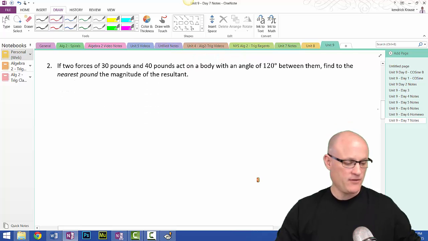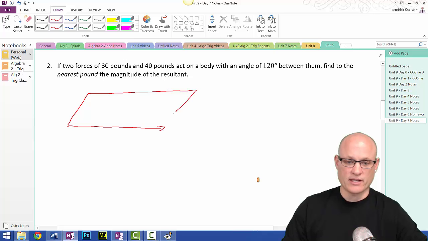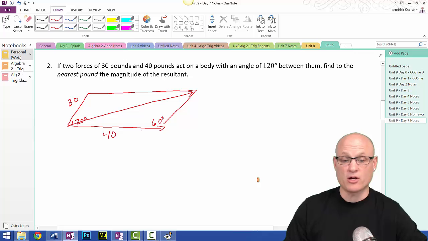All right. If two forces of 30 pounds and 40 pounds act on a body with an angle between them of 120 degrees. You know what? Even though I know that this isn't the exact diagram of what's going on, I always like to just draw a parallelogram when I get these forces questions. And I'll write 120 in there. Even though it's not even close to 120, that's okay. It doesn't matter. I know the resultant's going to go here. I know that this is going to be my 30, my smaller, and this will be my 40, my larger.